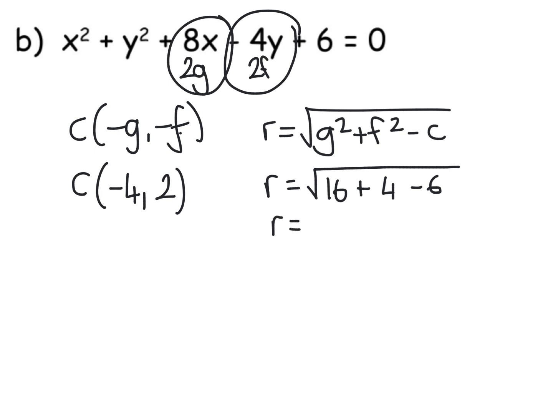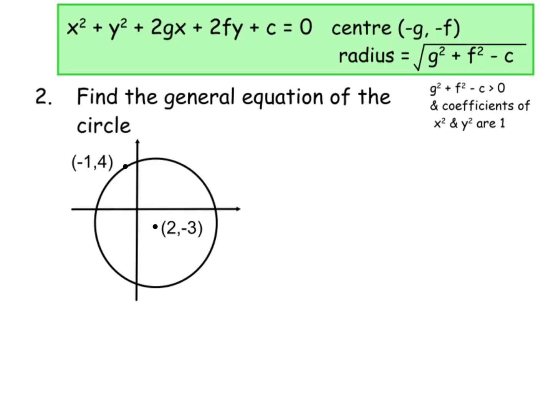So 16 plus 4 is 20. Take away 6 is 14. So this one would just be the square root of 14, which as a surd doesn't simplify at all. So there is your centre and there is your radius. Just be careful when you're plugging in the c value that you're not missing out on a double negative or anything like that. And if you ever come out with a negative in the square root, it means you've probably done something wrong with your c value.